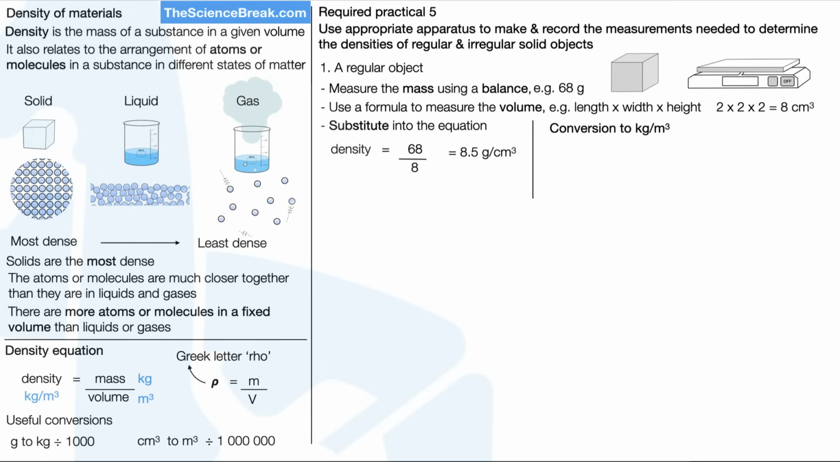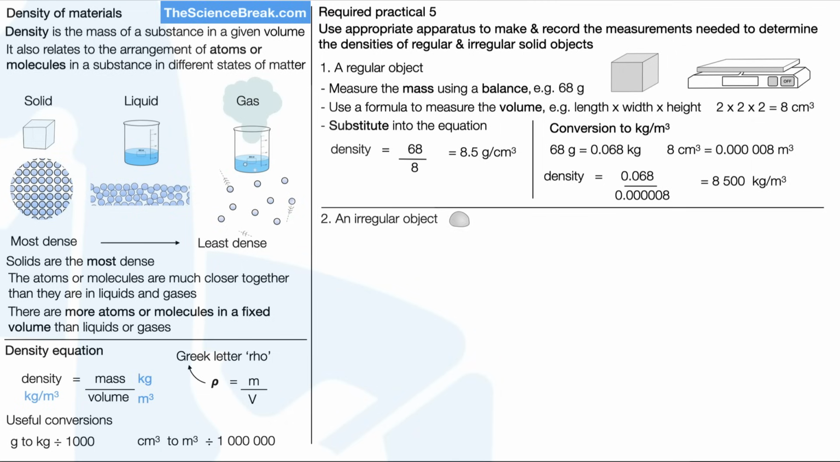However, if we needed to convert to kilograms per meter cubed, 68 grams, if we divide by 1,000 to get kilograms, is 0.068 kilograms, and the volume we divide by 1,000,000 to get 0.000008 meters cubed. We can then substitute into the equation again, and now we would get 8,500 kilograms per meter cubed.